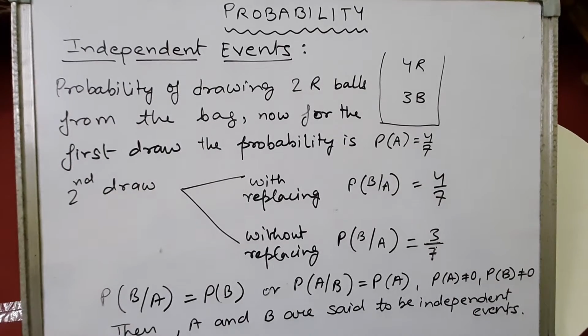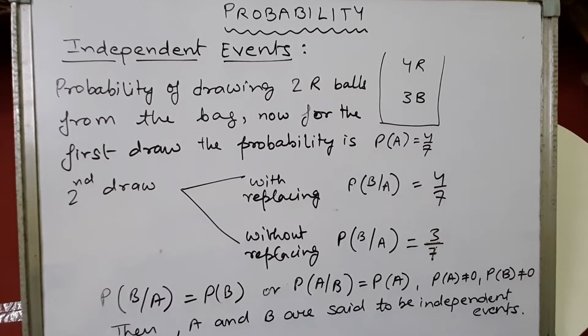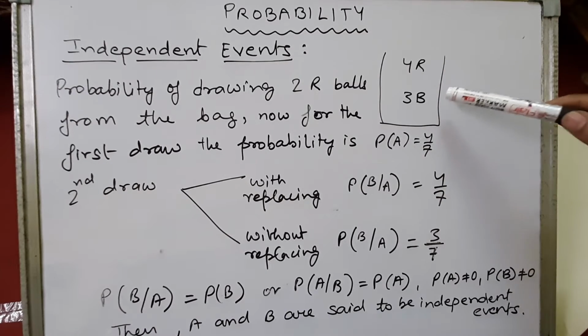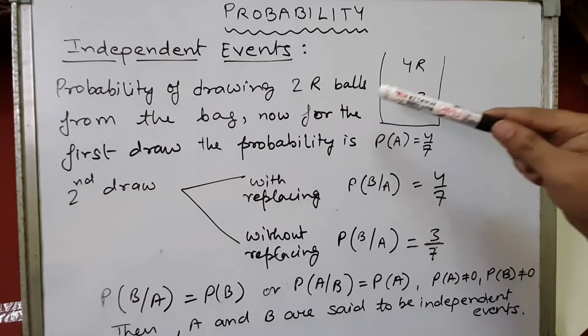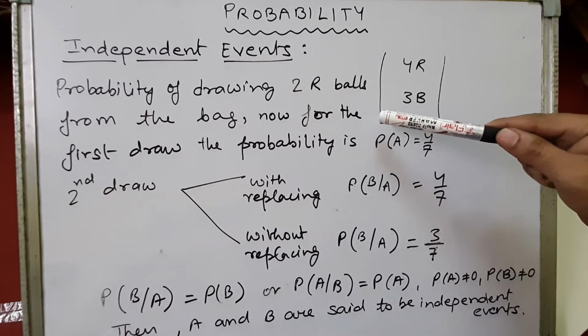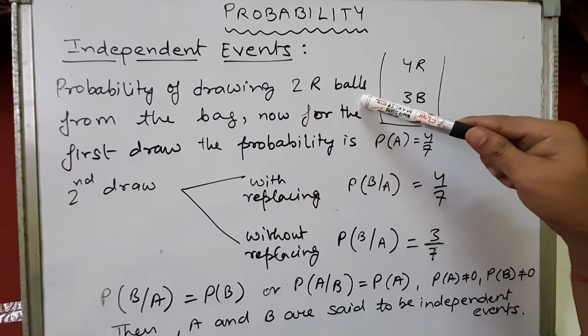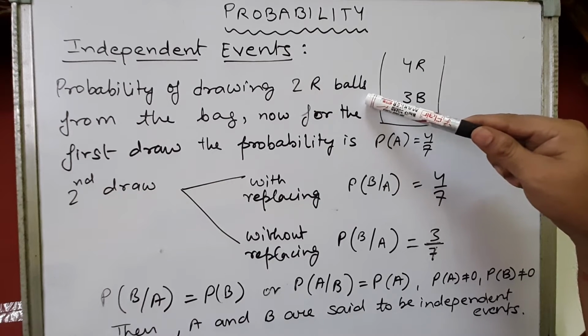Children, now we are going to discuss independent events. So let's try to understand this example in which there is a box. In this box there are 4 red balls and 3 blue balls. Okay, 4 red and 3 blue balls, and we have to take out 2 red balls from the bag. For the first draw, one by one we are taking out the red ball. Remember this, we have to take out 2 red balls.